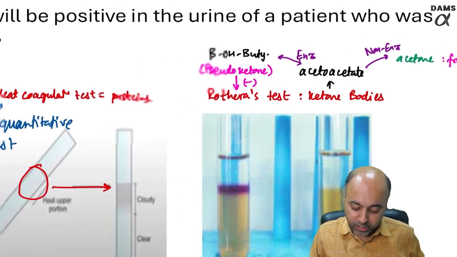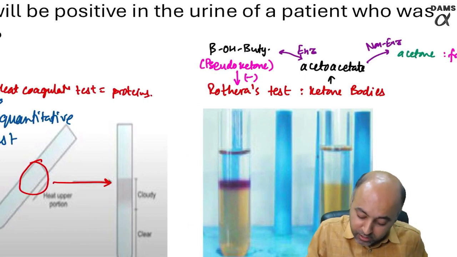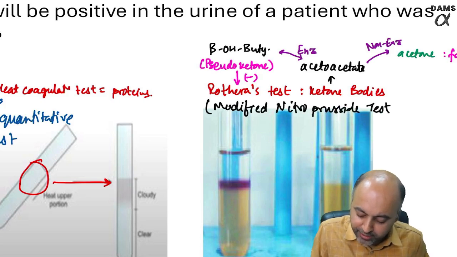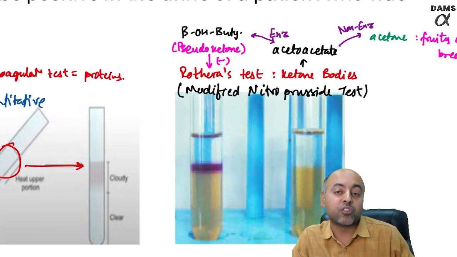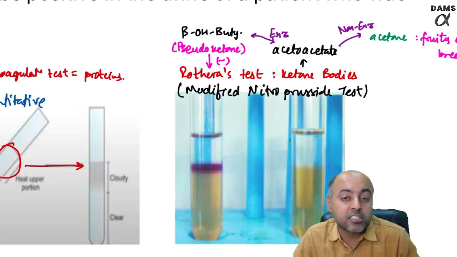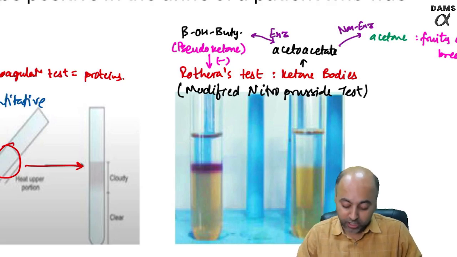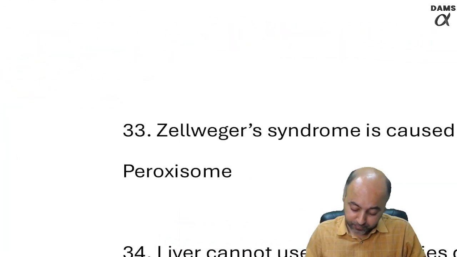So this is about the Rothera's test. The Rothera's test is also known as the modified nitroprusside test. So if you see the term modified nitroprusside test or the nitroprusside test, you should remember that it is the alternate name for the Rothera's test for ketone bodies.